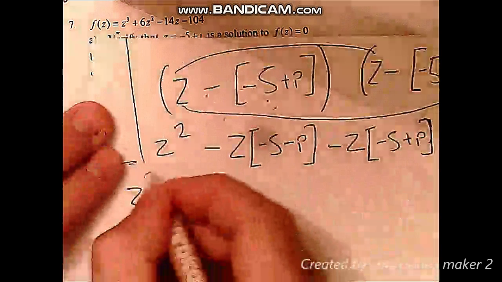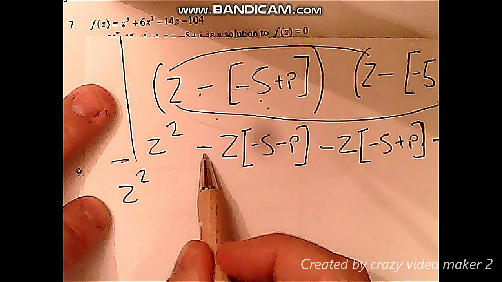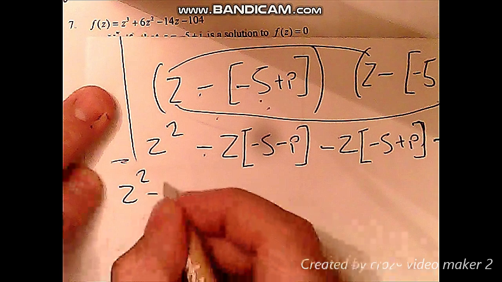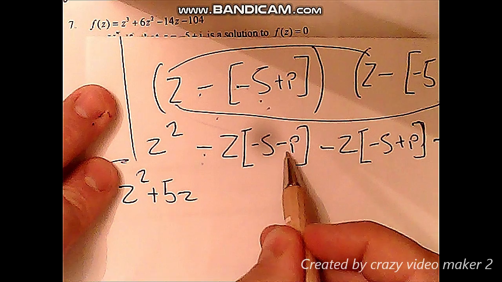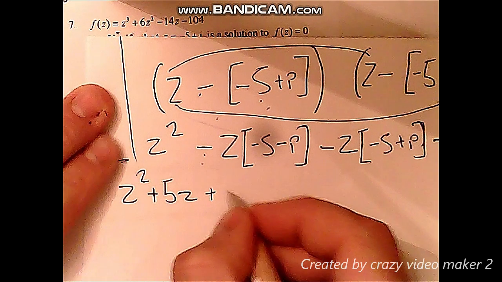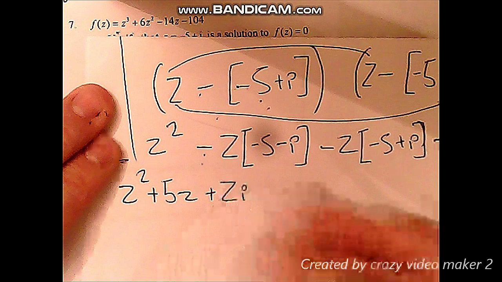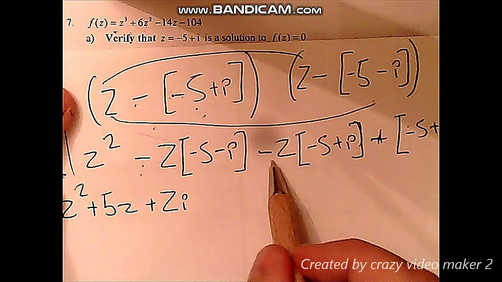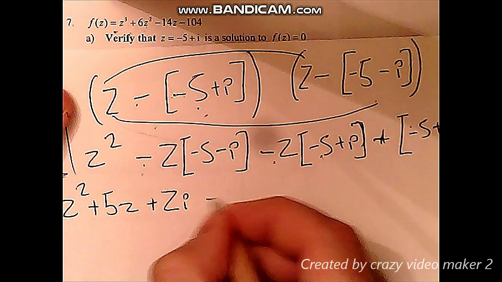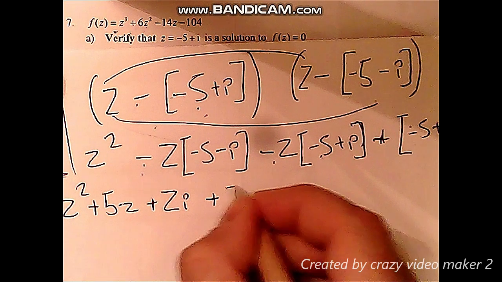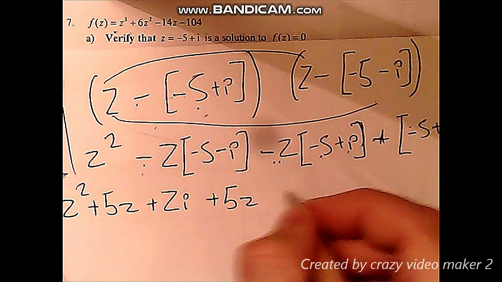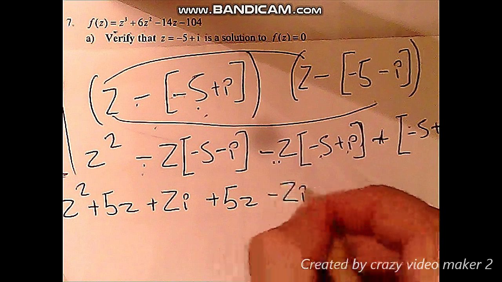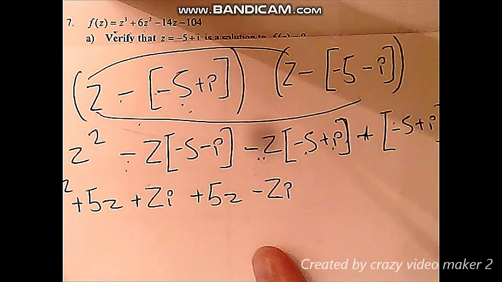Right, let's try and expand these. z squared, I don't have to do anything, so I'm leaving it. Minus z times minus 5 is positive 5z. Minus z times minus i is positive zi. Move on to this one. Minus z times minus 5 is positive 5z. Minus z times positive i is minus zi. Okay, and something nice has happened.